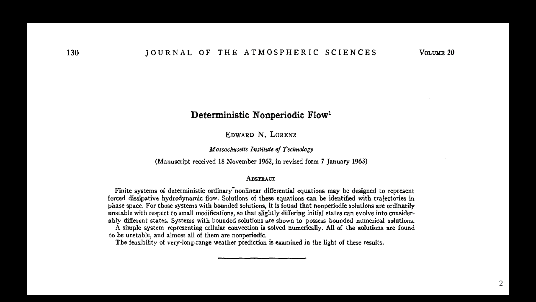About the same time, so that was 1965, someone who wasn't a mathematician, applied or otherwise, was working for MIT, looking at meteorological problems, trying to understand problems related to fluid flow. And in particular, he solves a system numerically, and all of the solutions that he finds are unstable, and almost all of them are non-periodic. Why is that interesting?